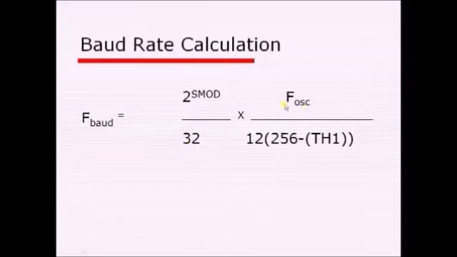F oscillator here is nothing but 11.0592 megahertz, and 12, I'll show what this 12 is, and then 256 minus TH1. As I told you, we have to use only timer 1 in mode 2 for generating the baud rate. Why? Because we have only timer 1, and the maximum value here is 256, which is only in case of auto reload mode. So that is why we have to use timer 1 in auto reload mode for generating the baud rate.